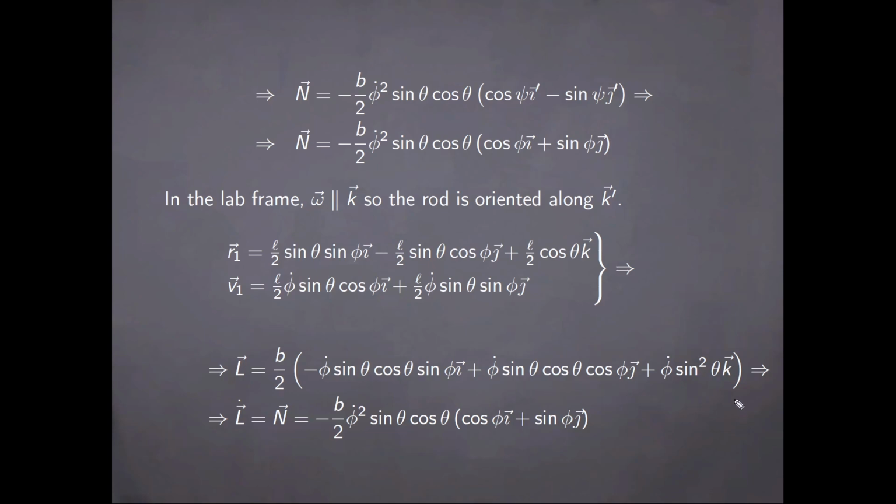So the total angular momentum, taking into account both particles at the ends of the rod, should be this one, hopefully. And if we just apply Newton's second law and take its time derivative in the laboratory frame, this has to be equal to the applied external torque, and the result is the one here. And this should coincide exactly with the one obtained above, so hopefully the derivation is correct.